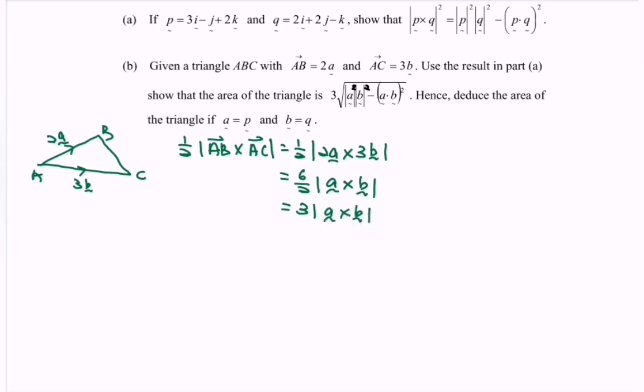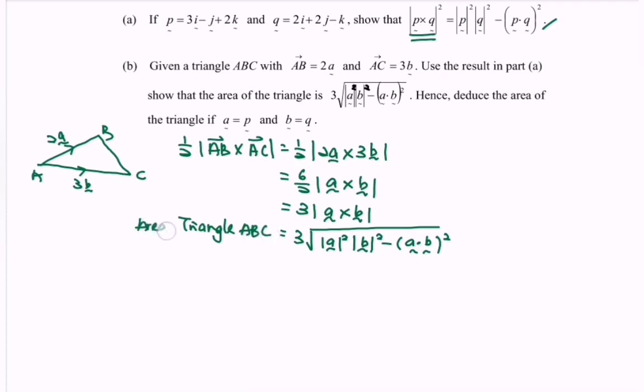So kindly compare the situation with this part. So we will have 3 multiplied by the square root of the magnitude of vector a squared multiplied by the magnitude of vector b squared minus a dot b in brackets squared. So that is the area of the triangle ABC. So we have already shown the given situation.